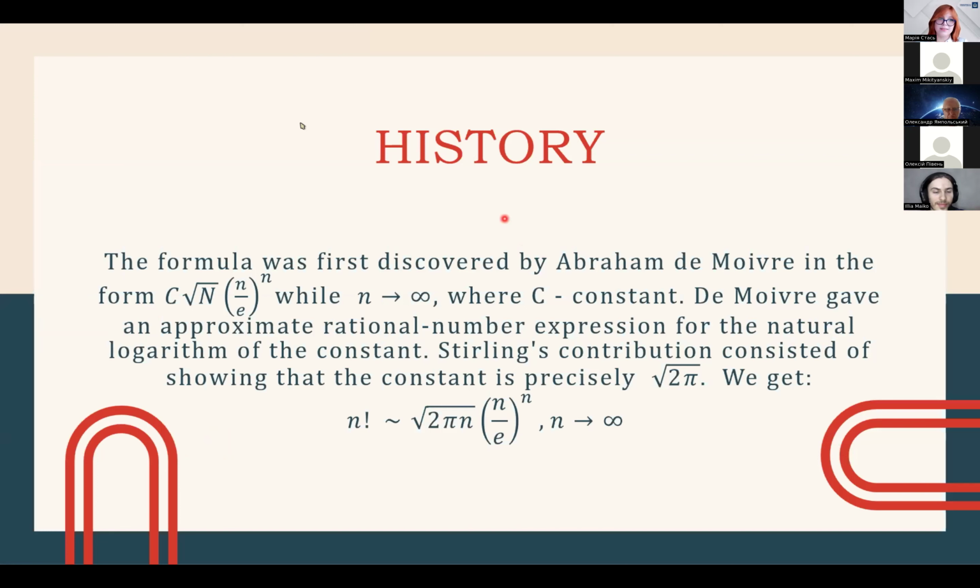And the simplest part of our presentation is history. The formula, as almost everybody knows, was first discovered by Abraham de Moivre in the form that everyone knows, where c is a constant, and de Moivre gave an approximate rational number expression for the natural logarithm of the constant. And Stirling's contribution consisted of showing that the constant is precisely the square root of 2 pi, whence we get the Moivre-Stirling approximation.